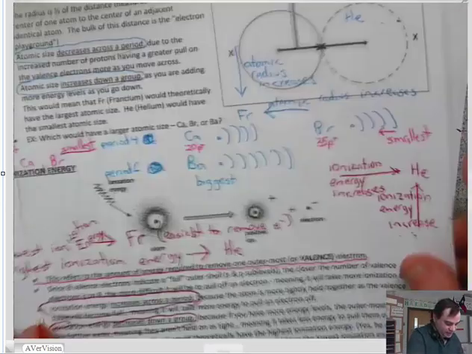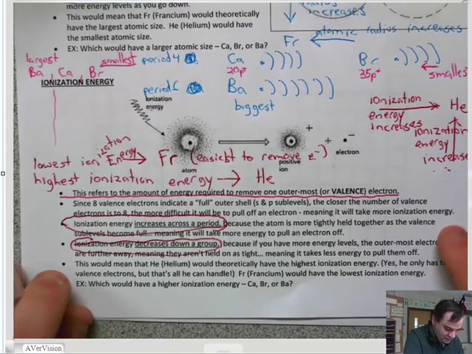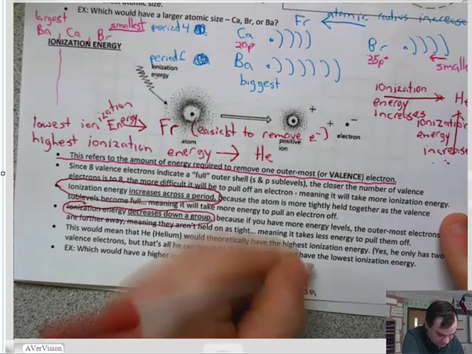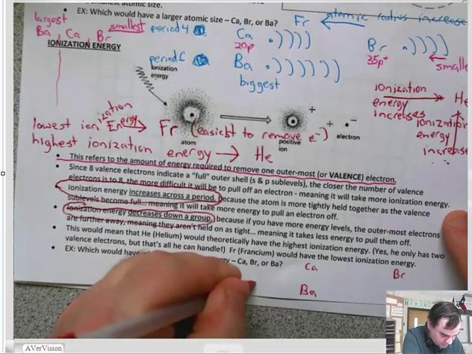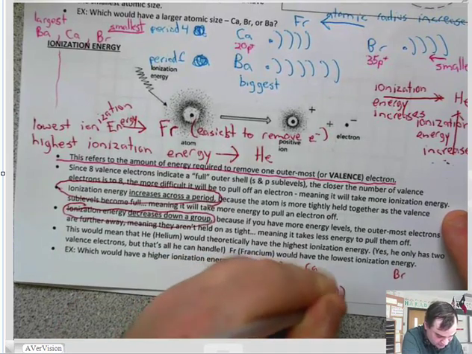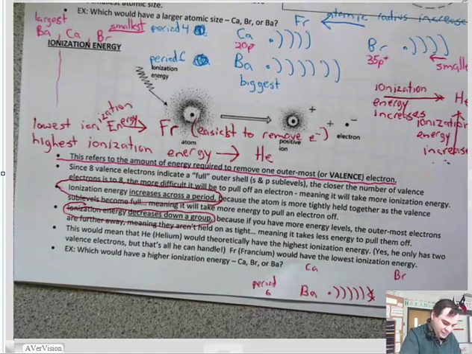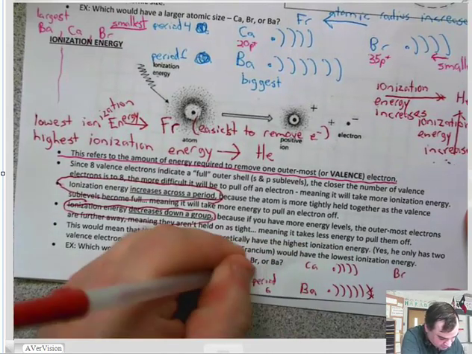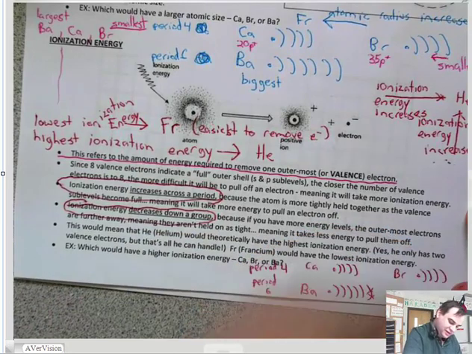So, which would have the highest ionization energy? Calcium, bromine, or barium? Okay, so we're looking at the same three elements here again. So this is barium, this is calcium, this is bromine. This was period 6 again, right? And this one was the biggest because it had 6 energy levels. And it has 2 valence electrons. Okay? Calcium has 4 energy levels because it's period 4. And so does bromine, which doesn't tell me anything.